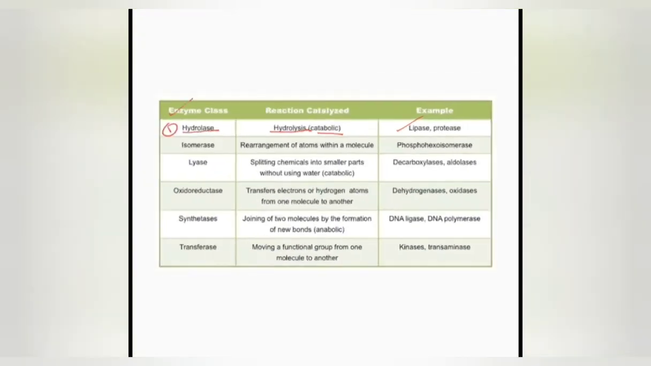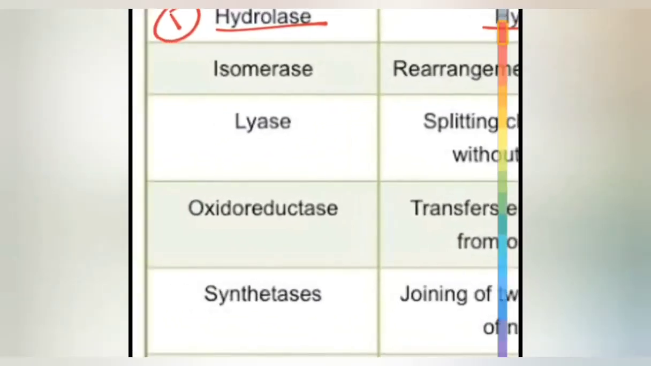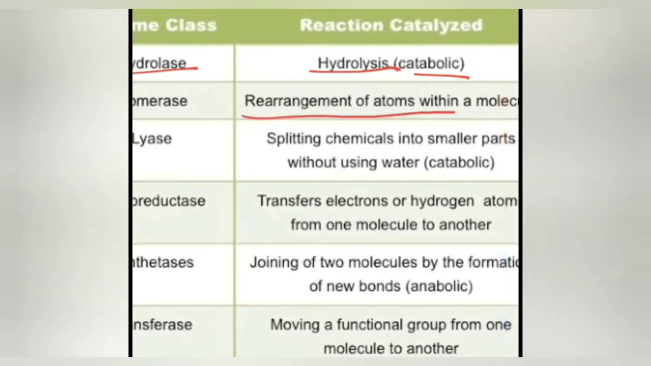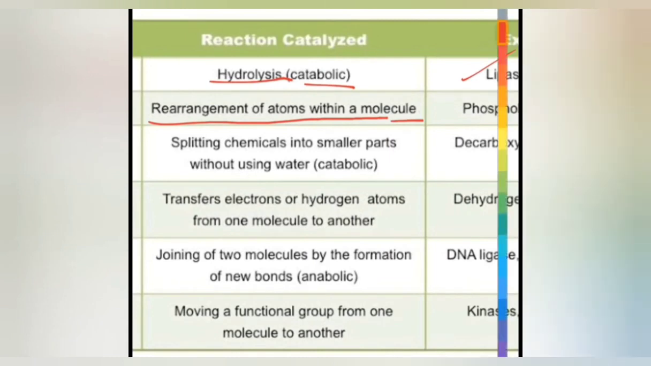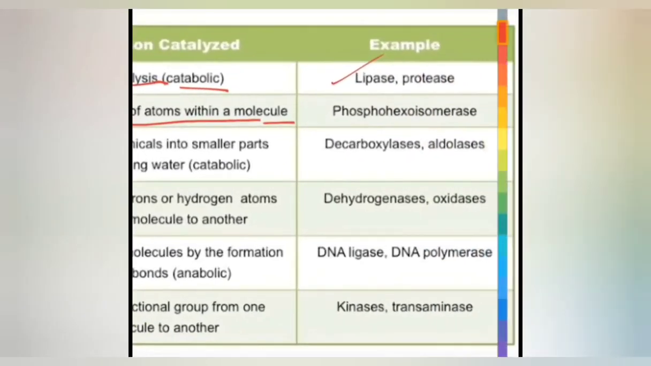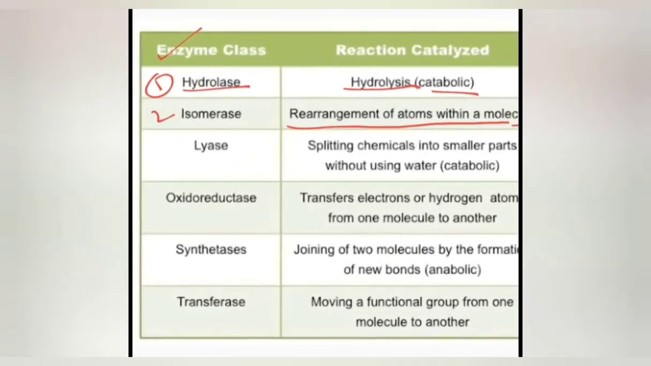Clear? Moving to the next category, number 2 is isomerase. So what are isomerases and how do they work? These are enzymes which catalyze the isomerization reaction. Here it is written: rearrangement of atoms within a molecule. So isomerization is that only, rearrangement of atoms within a molecule. That reaction is catalyzed by isomerase enzymes. Examples include phosphohexoisomerase.